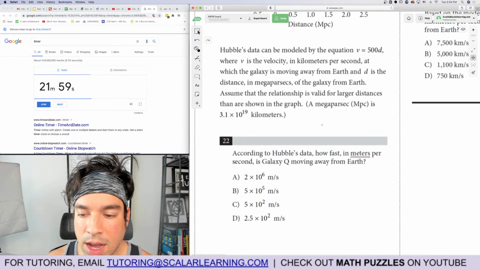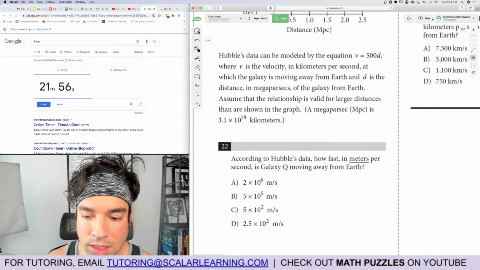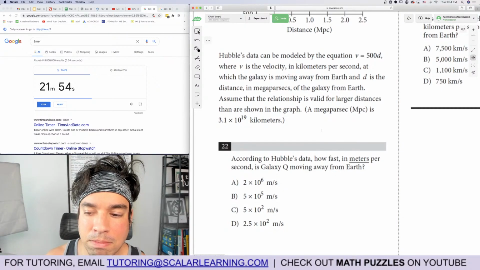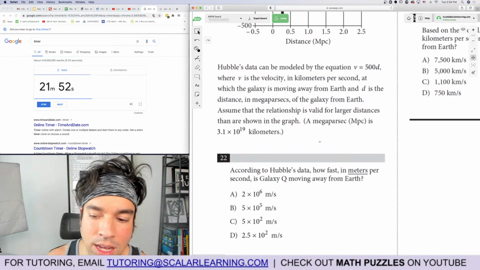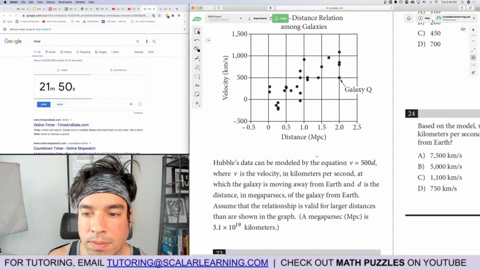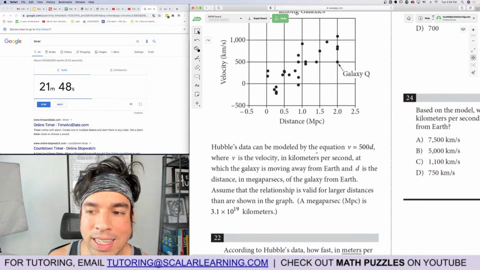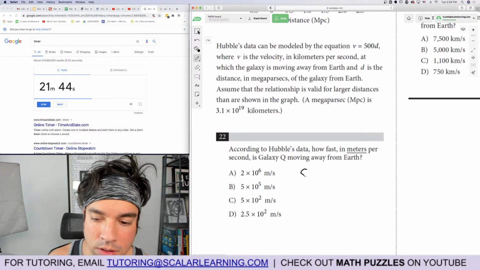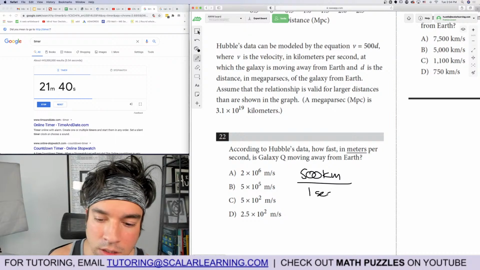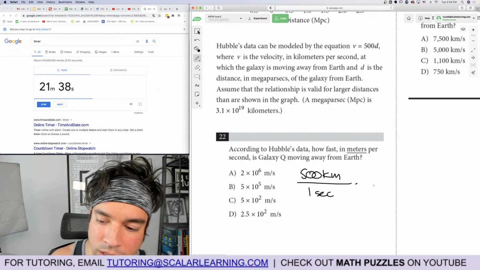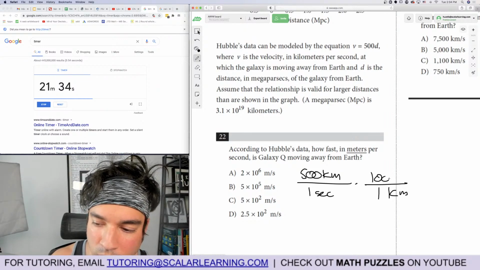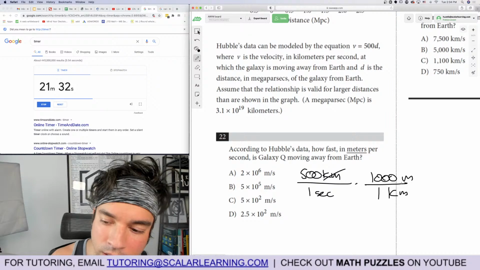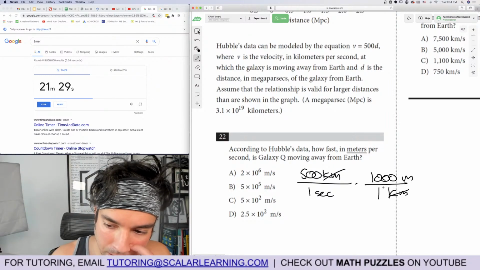According to Hubble's data, how fast in meters per second, they underline that, is galaxy Q moving? So right now it's 500 kilometers per second. And we want to get meters per second, so I need to convert. So I throw the kilometers on the bottom. 1 kilometer equals 1,000 meters. Cancel, cancel. And we get 500,000.